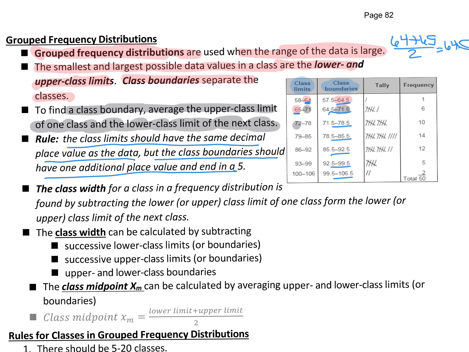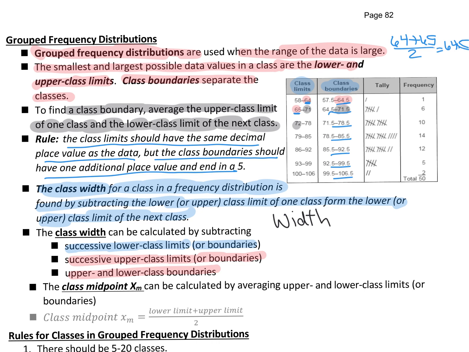Now the class width for a class in a frequency distribution is found by subtracting the lower class limit of one class from the lower class limit of the next class. And the class width can be calculated by subtracting successive lower class limits or boundaries, successive upper class limits or boundaries, or upper and lower class boundaries. Okay, so for example, the width could be calculated.